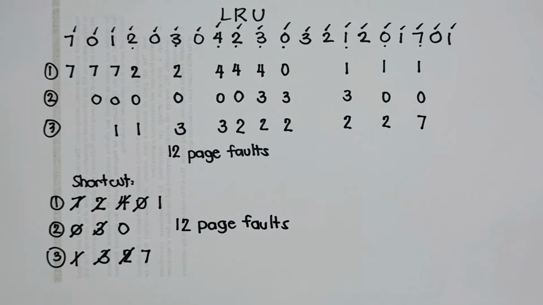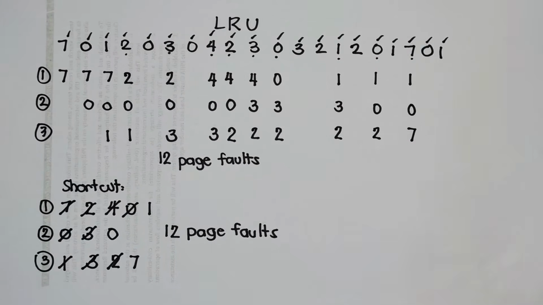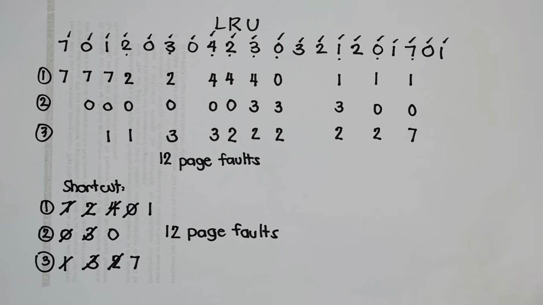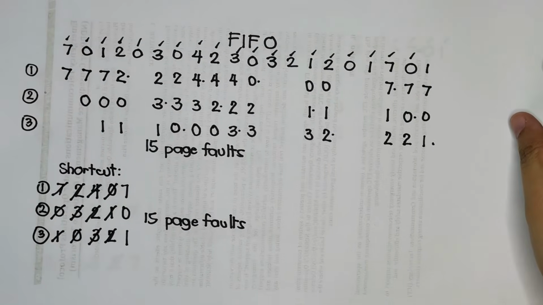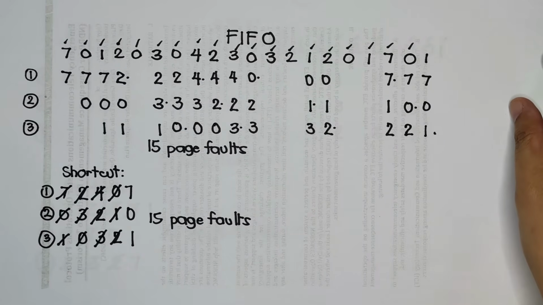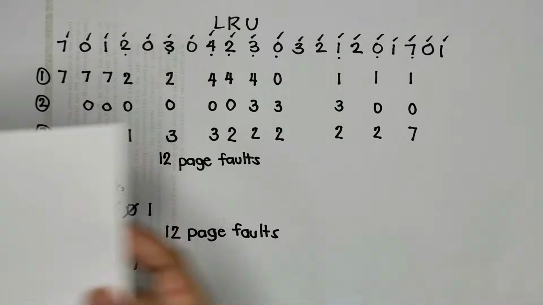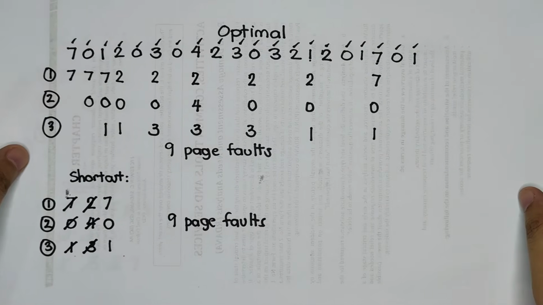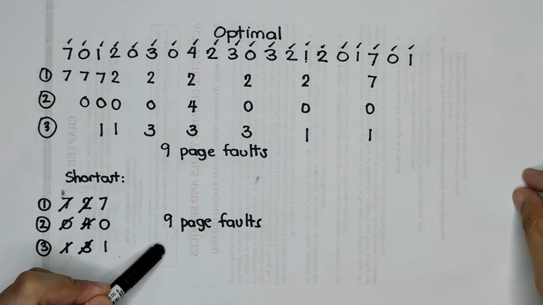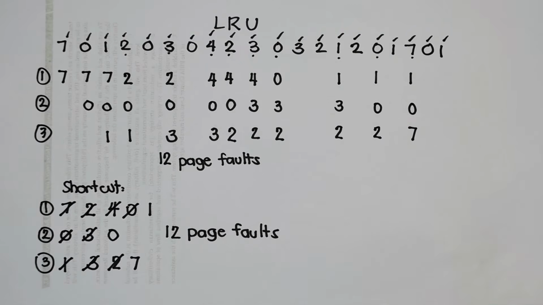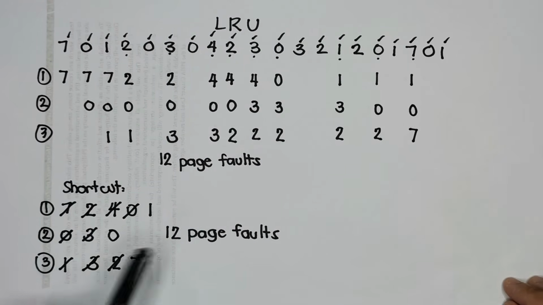So we're already finished with showing you how to do the page replacement algorithms. The question now is, which of the page replacement algorithms is the best with reference to our reference string? As you can remember, for first in, first out, we have 15 page faults. For the optimal page replacement algorithm, we have 9 page faults. And of course, for least recently used, we have 12 page faults.